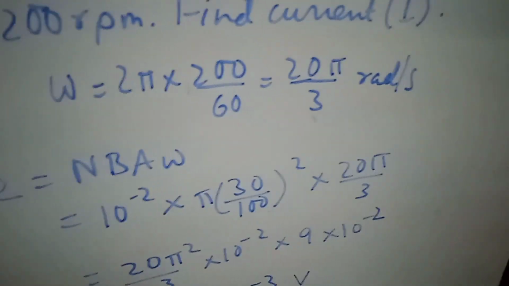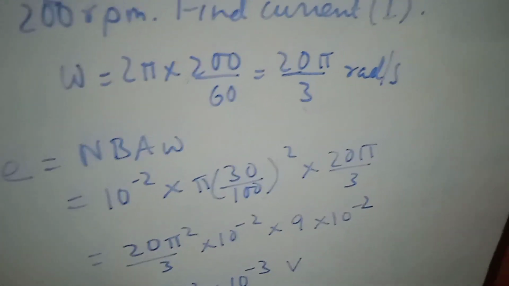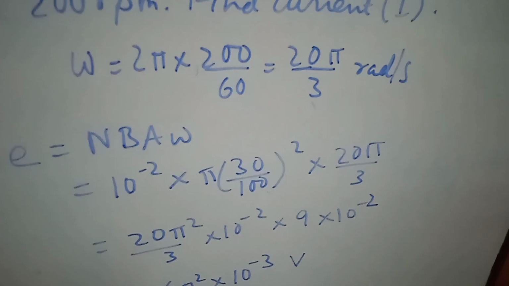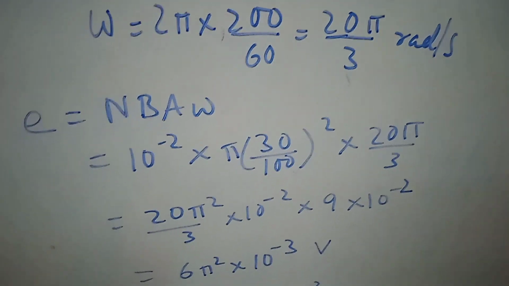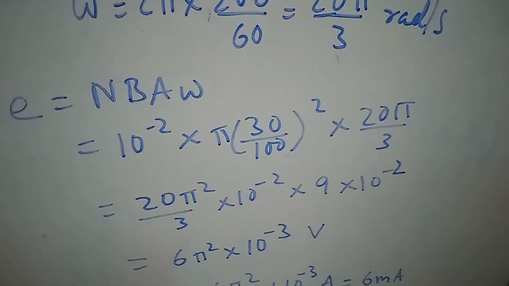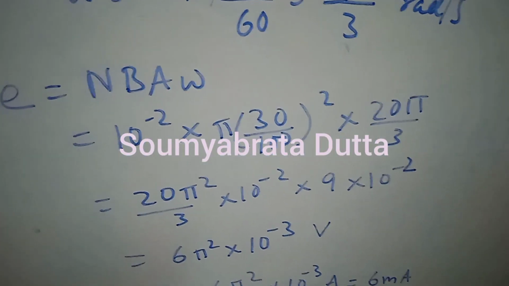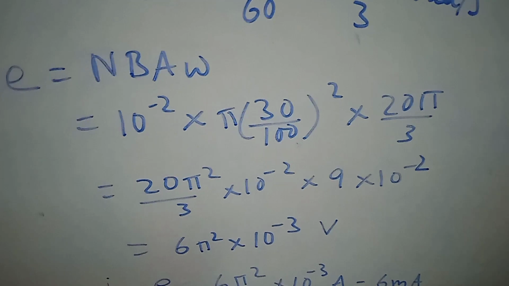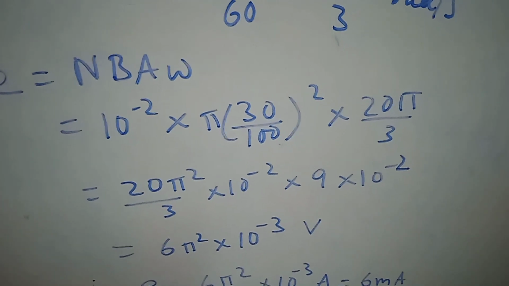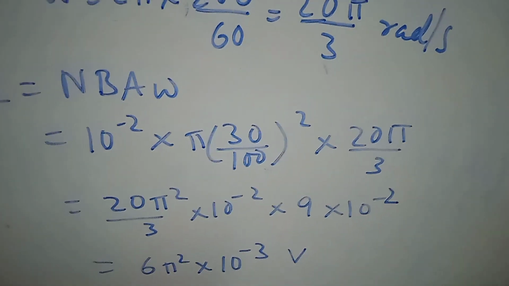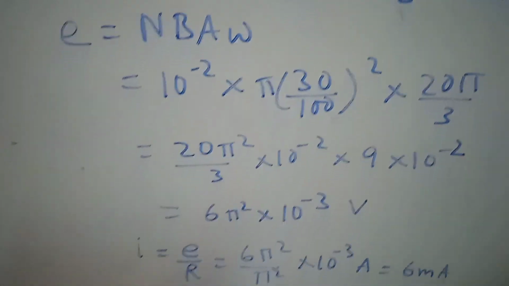So 20 pi square by 3 into 10 to the minus 2 into 3 square 9 into 10 to the minus 2. So this we are getting 6 pi square into 10 to the minus 3. So this is E. So what is I we will get?